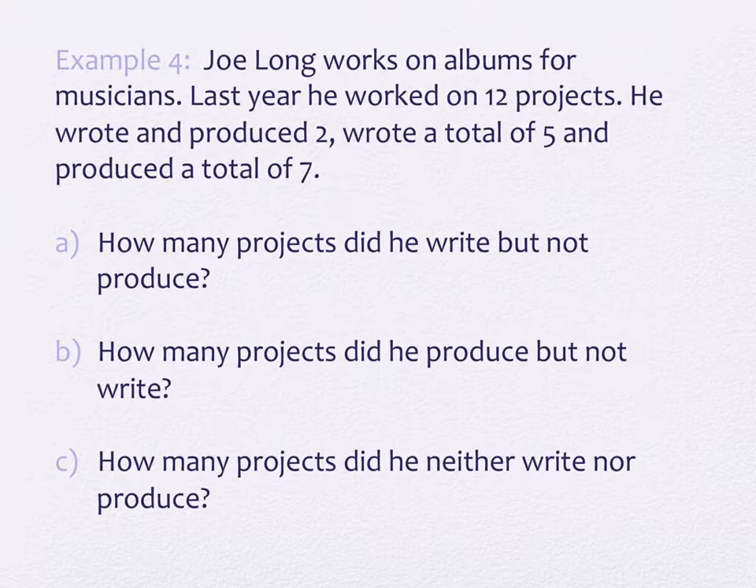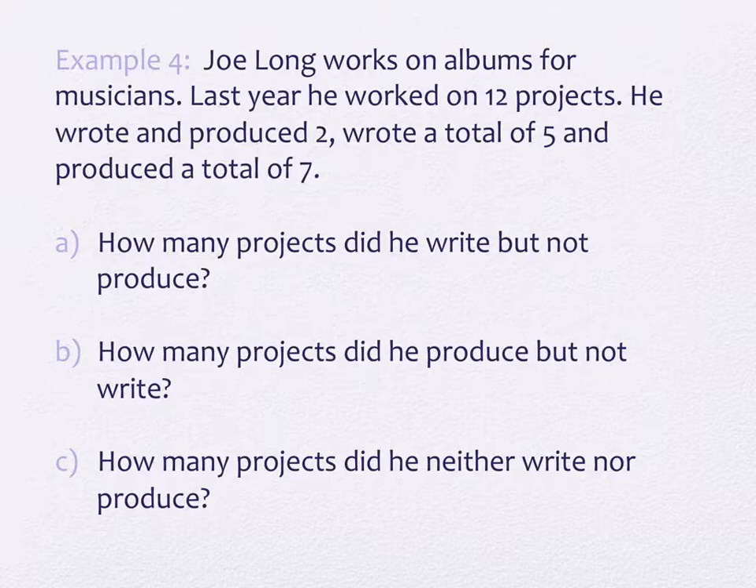It talks about Joe Long. Joe Long works on albums for musicians. Last year he worked on 12 projects. He wrote and produced 2. He wrote a total of 5, and he produced 7. And then it asked us some questions. Now, could we do the problem without a Venn diagram? Potentially, but the more complicated that it gets, the harder that becomes. And the Venn diagrams work so very nicely at solving this type of problem. So that's what we're going to use the Venn diagrams for.